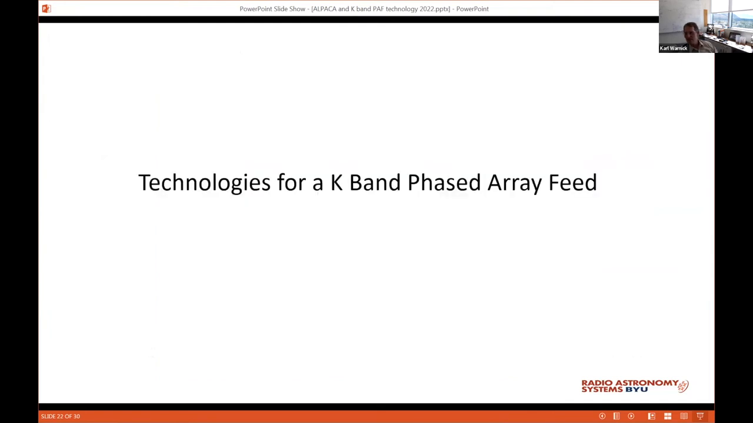So now I'm going to leave what's been done in the past to how would all this be scaled up into a K-band phased array feed.